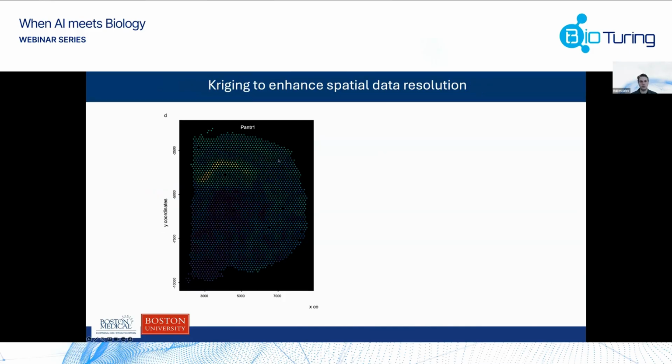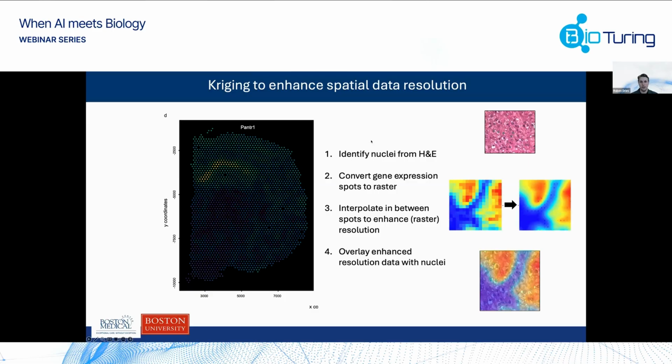And the question we had was a very simple one. A lot of people have Visium data. And so this is a Visium platform, right? You see these individual spots and you can visualize a gene. So Panther 1, this is a mouse brain slice. And you see this kind of pattern. It looks nice, but it's not very highly resolved.